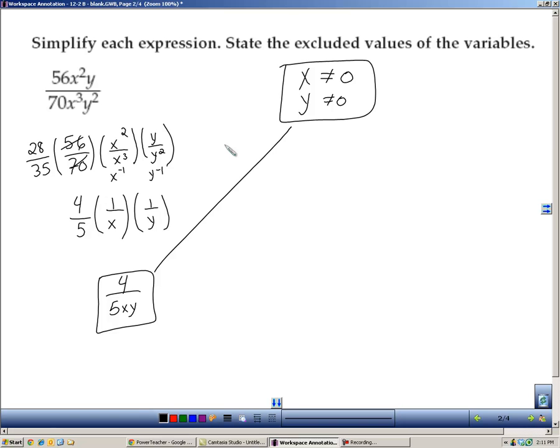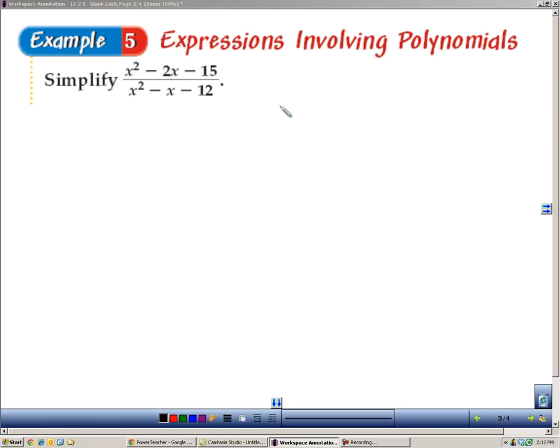Here's an example we want to simplify. The biggest mistake that I see when people come across this problem is they start to cancel things like x squared and x squared, x and x. They cancel 15 and 12 and get a 5 and a 4. You can't do that. You can't do any of that because you cannot cancel things that are not factors. And these little pieces are not factors. They are parts of a polynomial.